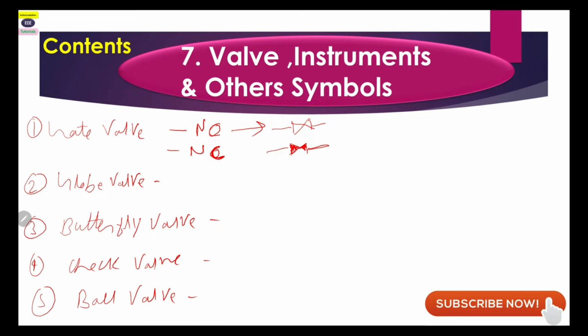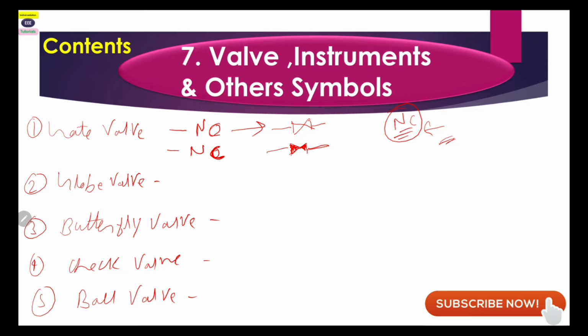What is the meaning of normally open and normally closed? The simple meaning: without any power signal or any source, meaning instrument air, hydraulic power or any electrical signal, it will be normally closed, means it will be closed. But whenever it gets a signal from the source, it will open. So normally closed means it will stay closed until it gets some signal from the source. That is the meaning of normally open and normally closed.